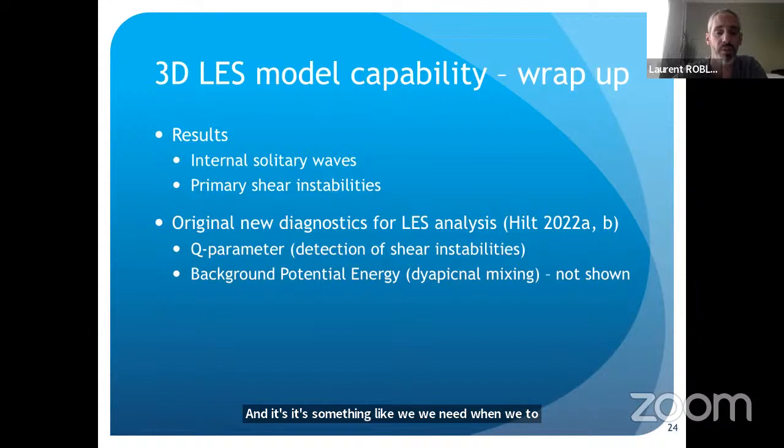And there will be a new metric coming soon for the diapycnal mixing evaluation that is called BPE, for background potential energy. These metrics and maybe others are essential to evaluate this new LES model and then go toward a better representation of diapycnal mixing in the ocean and in climate models.